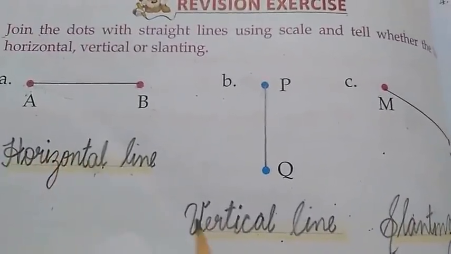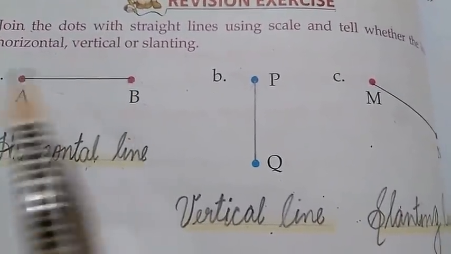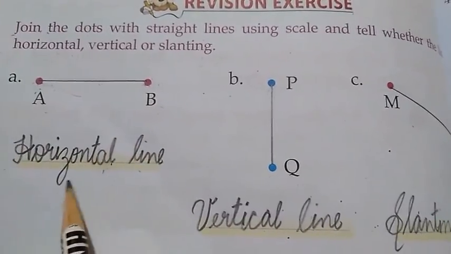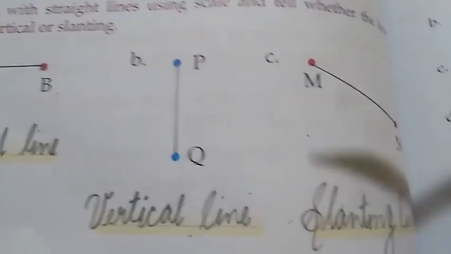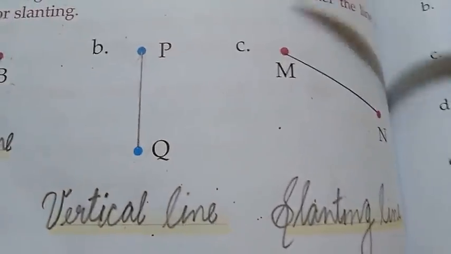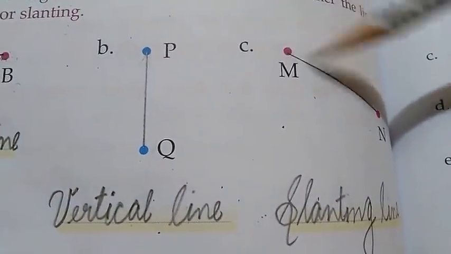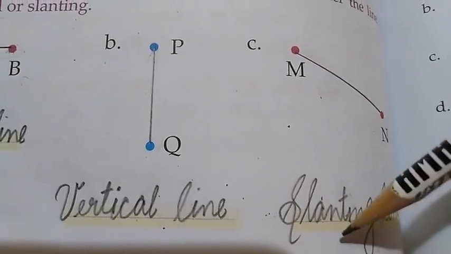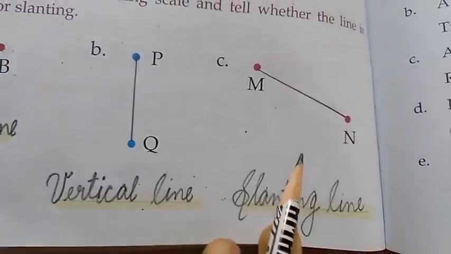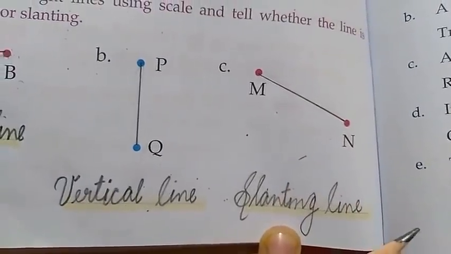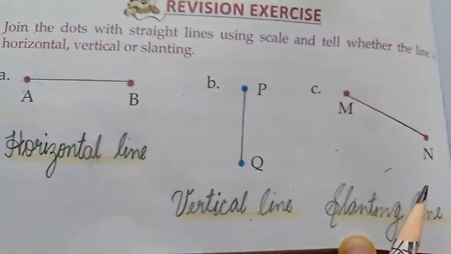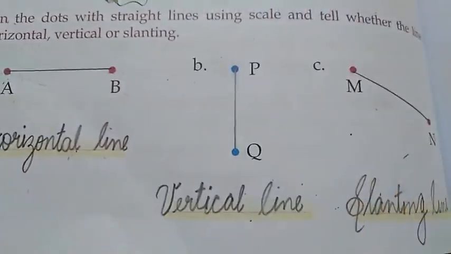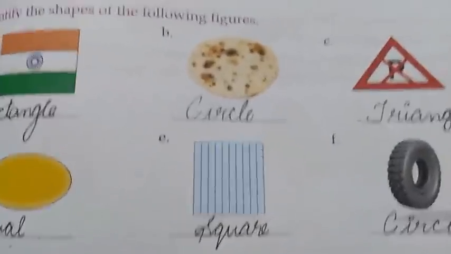Please write the names also. Join these dots with the scale and after that write the names of these lines also. And here, after joining point M and point N, we find out that this line is a slanting line. Students, please write it and don't make spelling mistakes. Now we will see our next question on the next page.